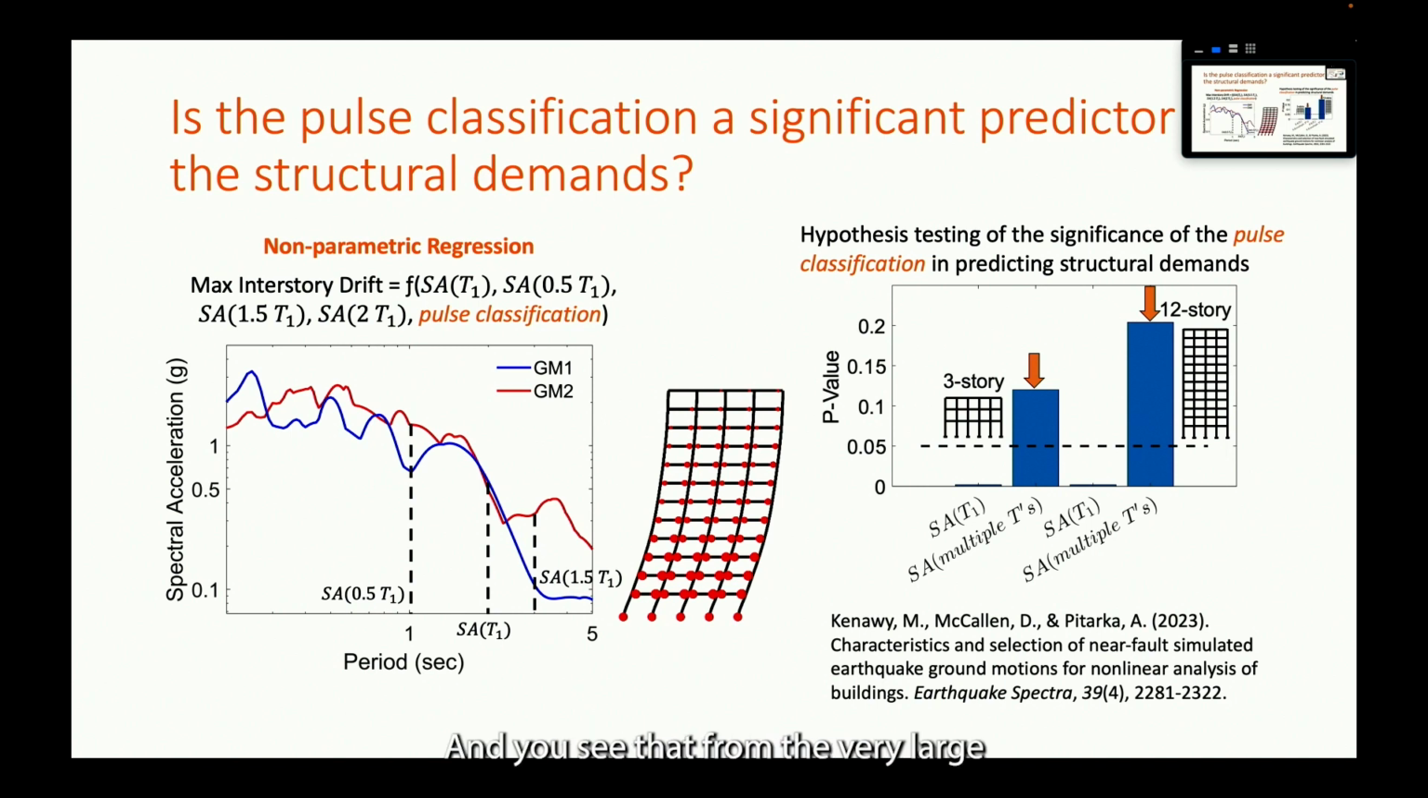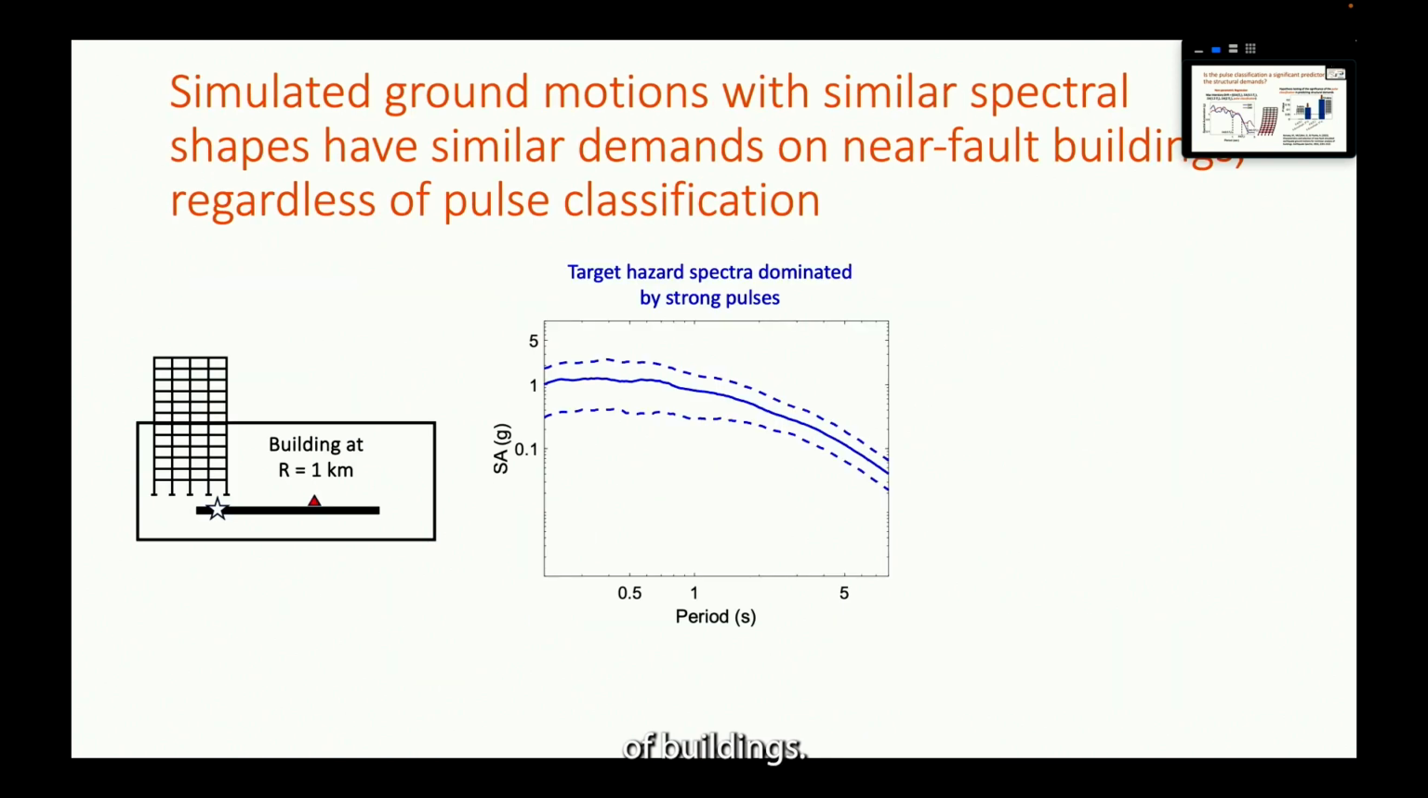And you see that from the very large p-values that we're seeing here on the right for different heights of buildings. And again, practically what that means is, if you are looking at selecting representative ground motions that match a particular target response spectra, like what I have here, and those spectra are highly dominated by very strong pulses and from a very near-fault location.